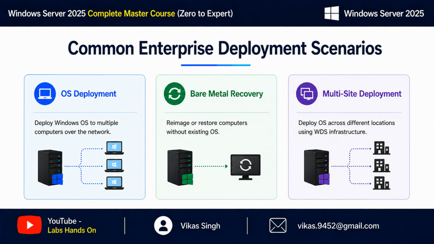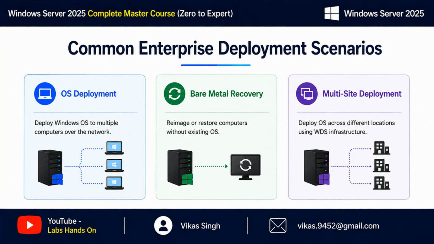If a computer hard disk is replaced or the operating system is completely corrupted, WDS can quickly reimage and restore the machine without requiring any existing operating system. So let's say you have a physical server which has a boot issue and you want to restore from an existing backup. You can just boot the machine using PXE boot, and then you can locate the backup to restore.